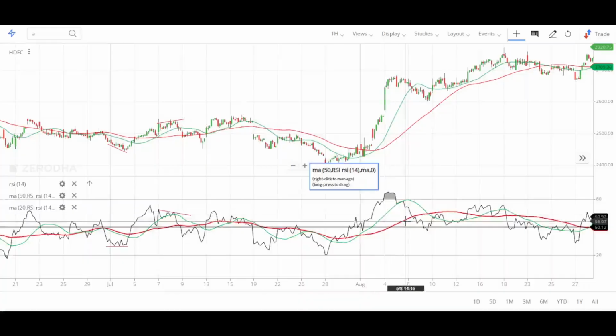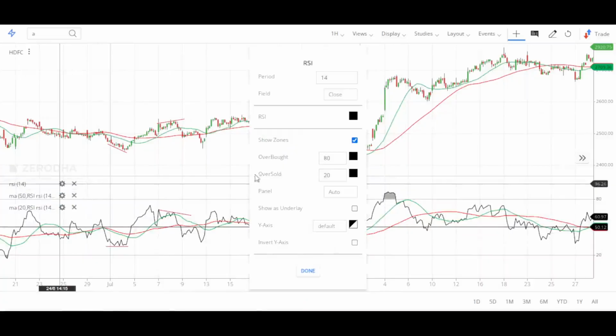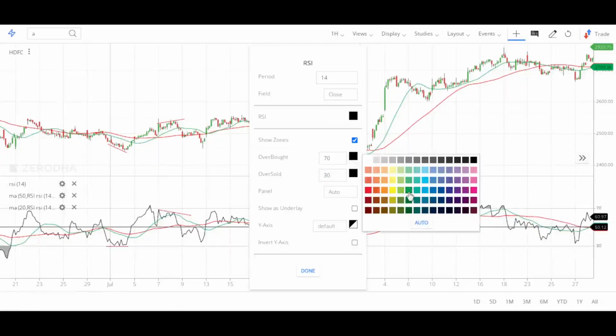Also we can change the levels for overbought and oversold. By default it will be 80-20. We are changing it to 70-30. And also we can set the color for overbought and oversold zone.